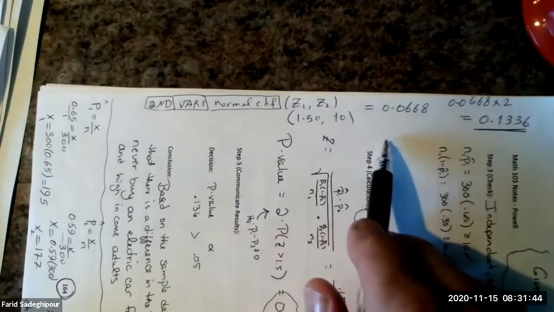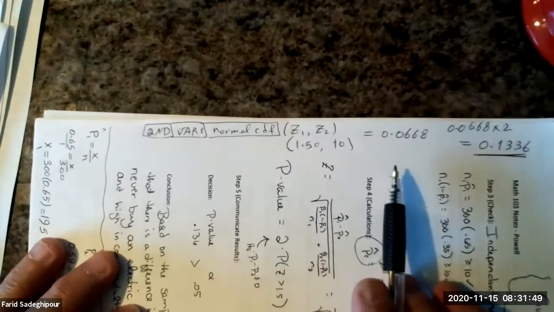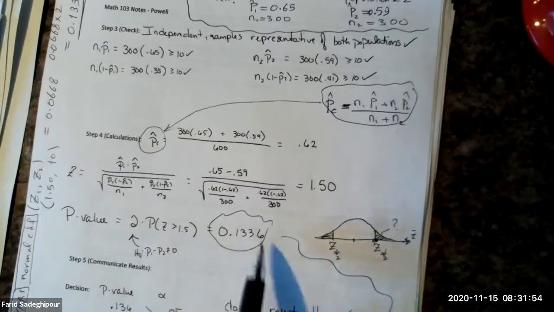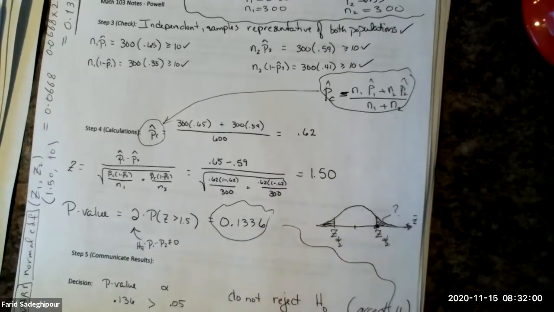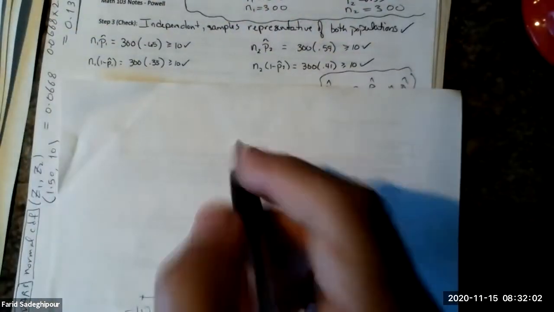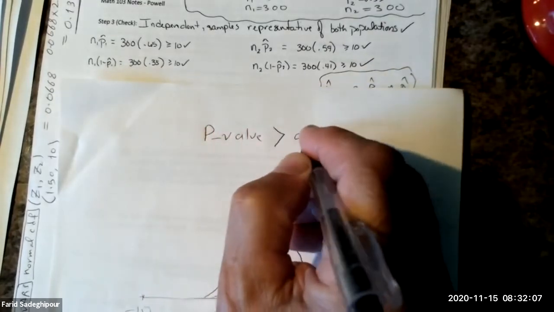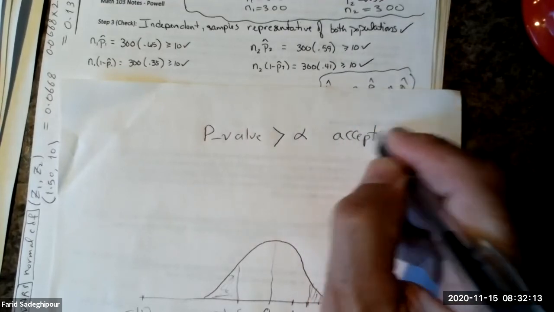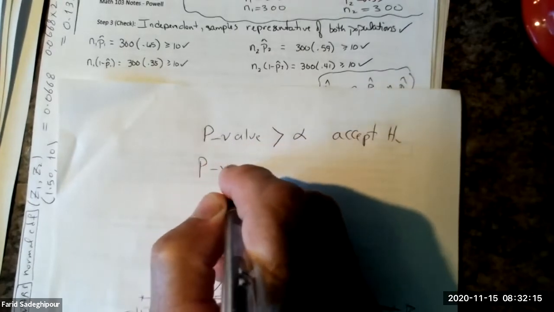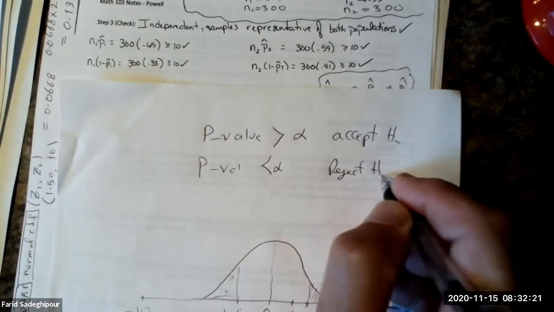So you could do it this way to find your number, and because it's two tails, we take this and multiply by 2 to give you this one, okay? So that would be your p-value. Now, if the p-value, we had this before, if p-value is greater than alpha, then you do not reject H0. Basically, you accept H0. If p-value is less than alpha, then you reject H0.